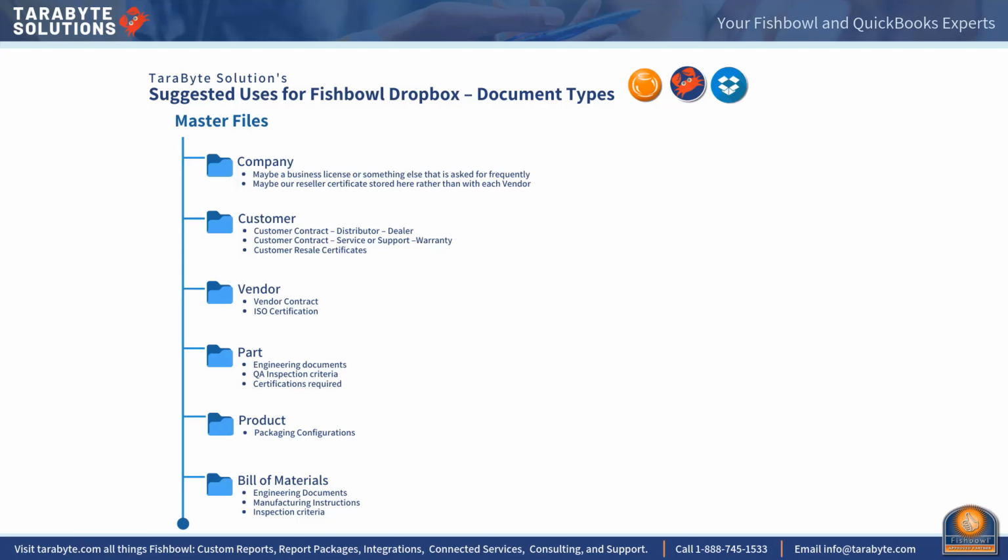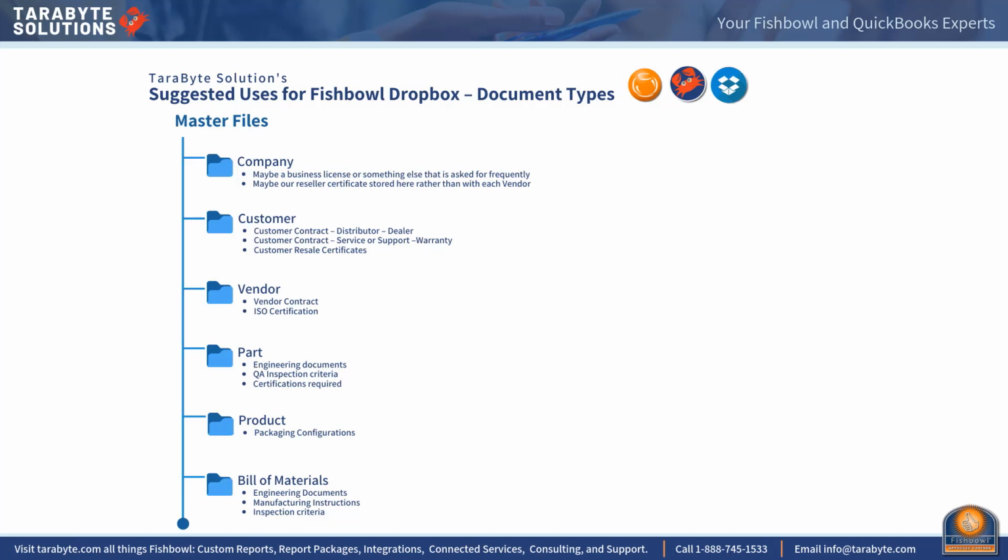So we have some master files. The company master file, I'm thinking that there's probably a business license or certification you might have to send often to other people. Might be something there, or maybe your logos, art. Under the customer master file, the customer's contract, the dealer contract, the distributor contract, maybe a service or warranty agreement, and customer resale certificate. Vendor, we can keep a vendor contract, we can keep their ISO certification.